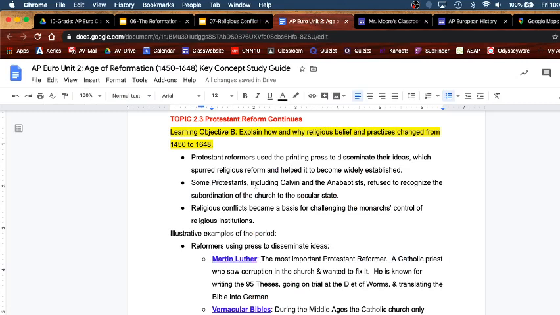Okay, some Protestants, including Calvin and the Anabaptists, refused to recognize subordination of the church to the secular state. So some people, well, a true Christian, here's one way to say it, a true Christian, the only king that they would ever worship is Christ, right? And so that does cause some conflict.